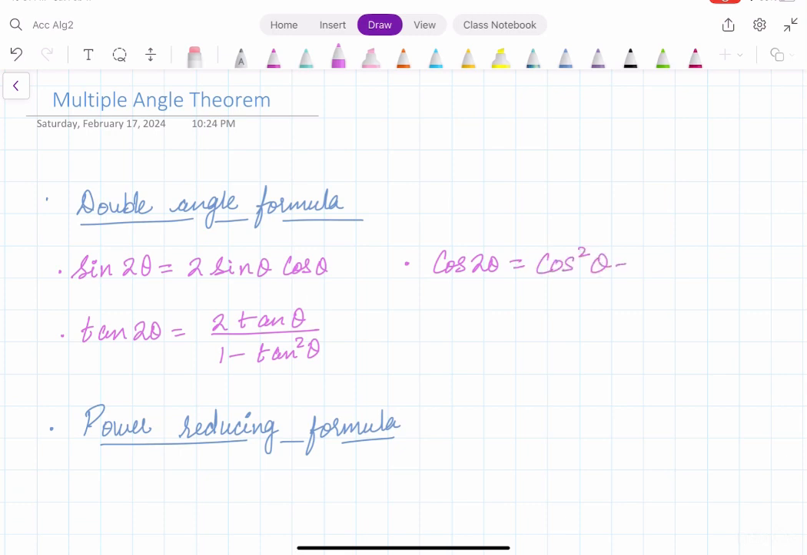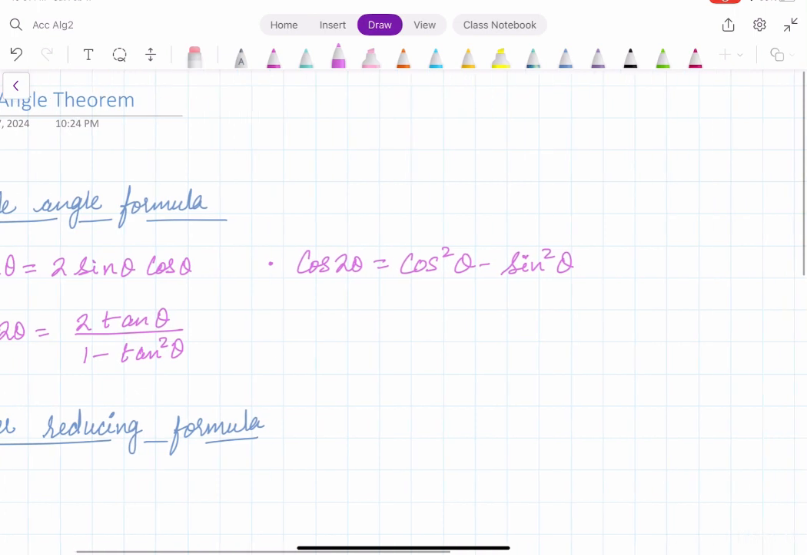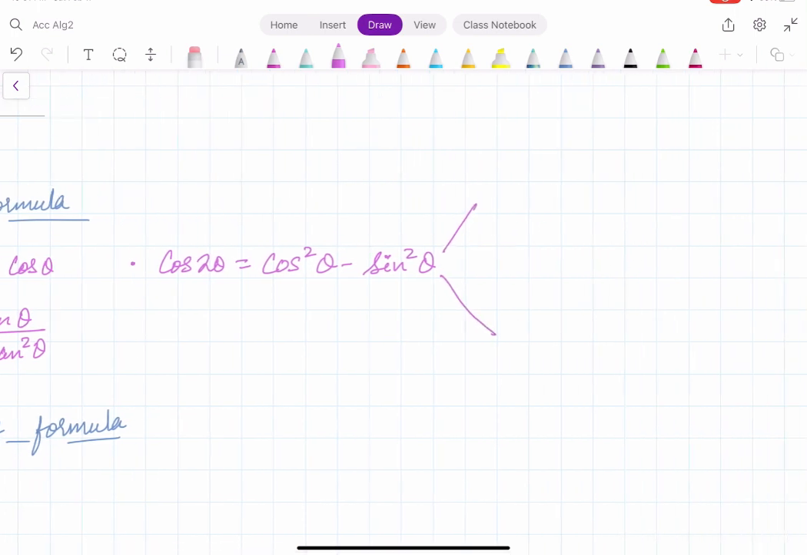So cos 2 theta is basically cos square theta minus sine square theta, and from this identity I can derive two more. One time we can replace cos square theta with a Pythagorean identity, and we can write it as 1 minus sine square theta minus sine square theta. With that we will get 1 minus 2 sine square theta. So cos 2 theta is also equal to 1 minus 2 sine square theta.